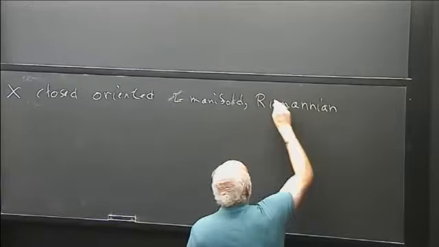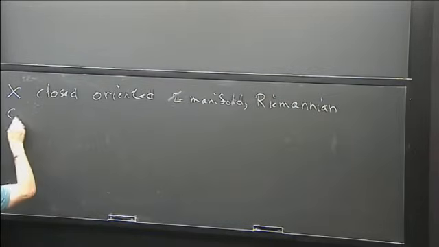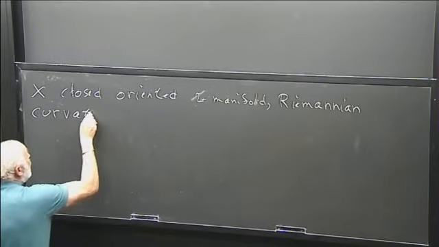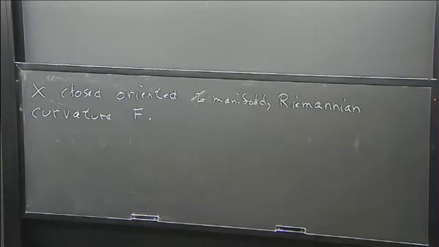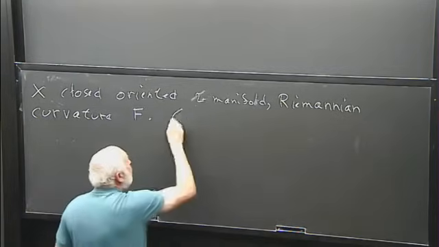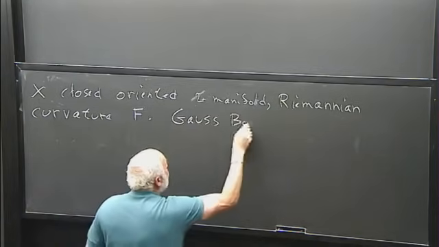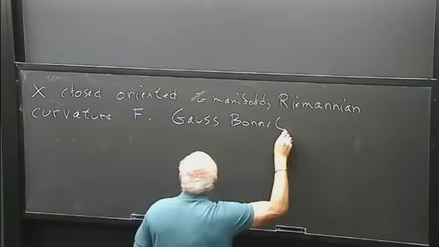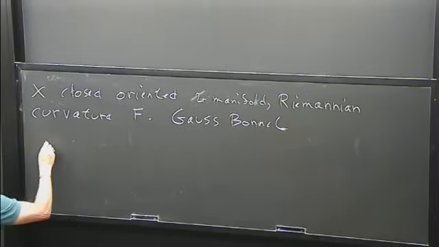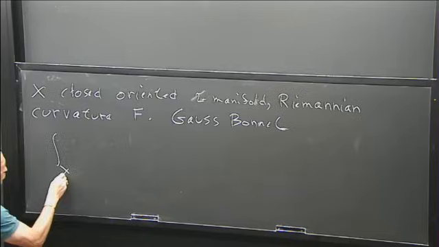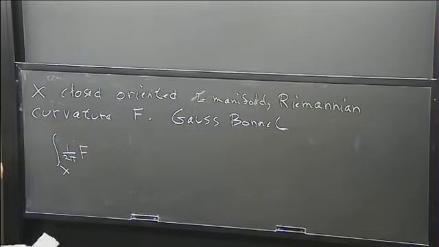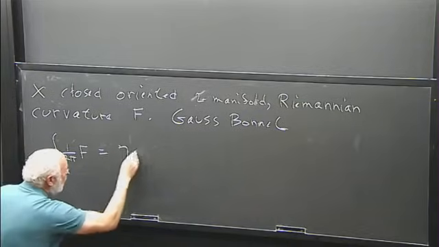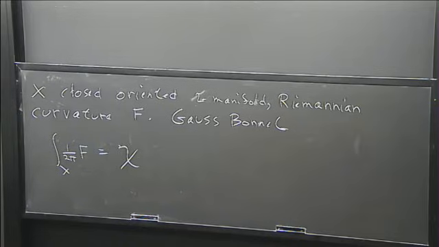And in deference to the physicists, I will call the curvature F. Usually it's not called F in mathematics parlance, but we'll call it F. So a wonderful theorem called the Gauss-Bonnet theorem is that if I take the integral over X of 1 over 2 pi times the curvature, I get the Euler characteristic of X. Okay? I mean, there it is.